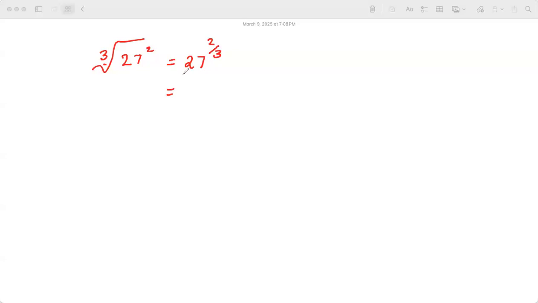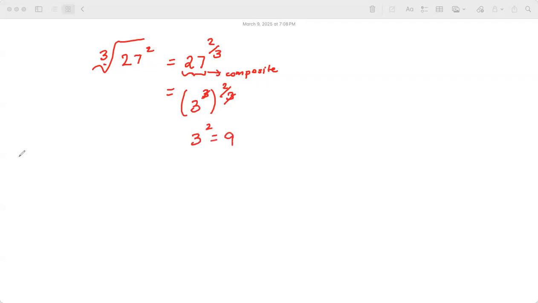Okay, so let's do one thing. See, this is a composite number, right? How will you write it as a prime power? Can I write it as 3 cube? 27 can be written as 3 cube. 2 power of 2 by 3. Now it's just fraction multiplication. Do you see? So the answer is 3 square, which is 9.